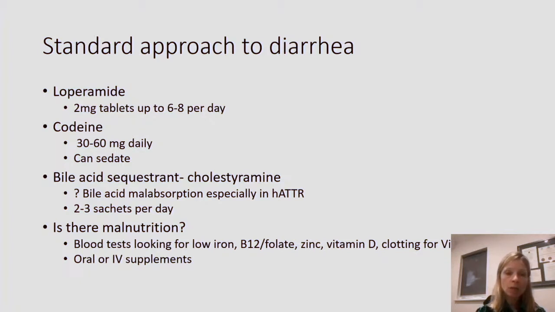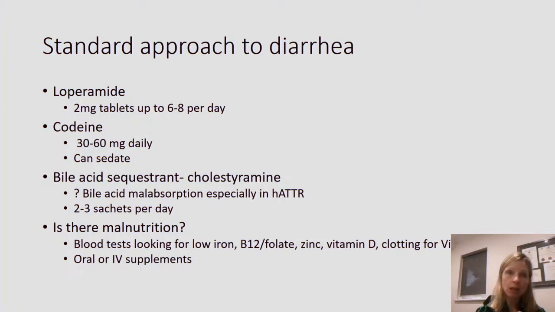There is some evidence for the use of what are called bile acid sequestrants, so cholestyramine. Initially, the studies showed that in patients with ATTR, there's potentially this process of bile acid malabsorption, and so any excess bile acid that's not reabsorbed in the small bowel, as it should be as part of its normal process, hits the large bowel and irritates the colon. And so we get these cholestyramine sachets that are taken 2 to 3 sachets per day, and it binds up some of that bile acid.